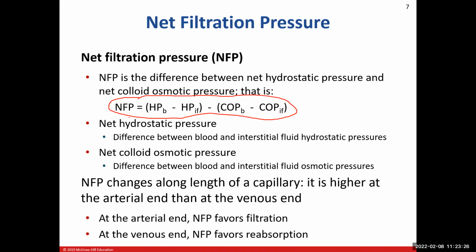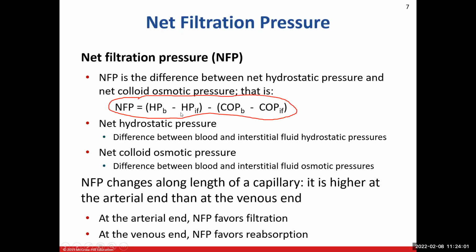The net filtration pressure is going to be measured as the net difference of the hydrostatic pressure on the blood vessel wall versus the net colloid, or oncotic, pressure that is also exerted on that blood vessel wall. So what does that all mean? We have our net filtration pressure equal to the hydrostatic pressure of the blood. That's going to be the pressure pushing out.